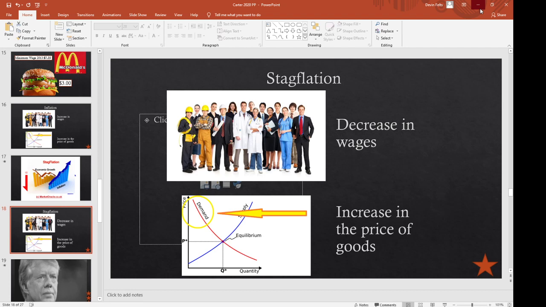So if you look in the top right box, under prices, it says inflation. Inflation will go up as well during stagflation.